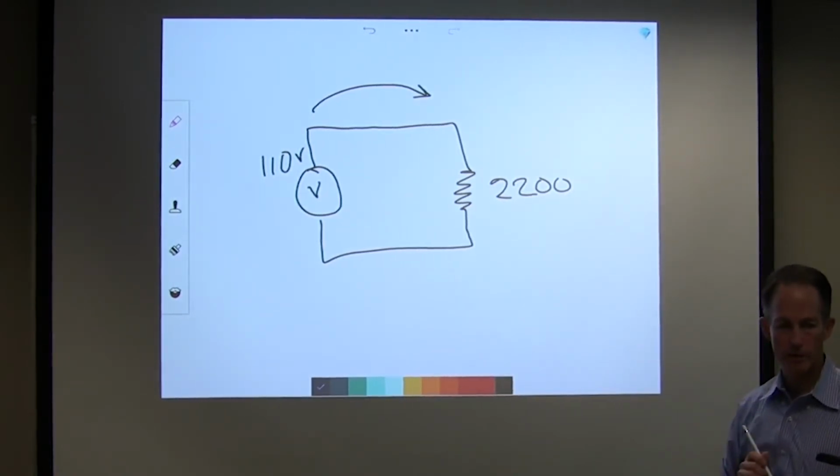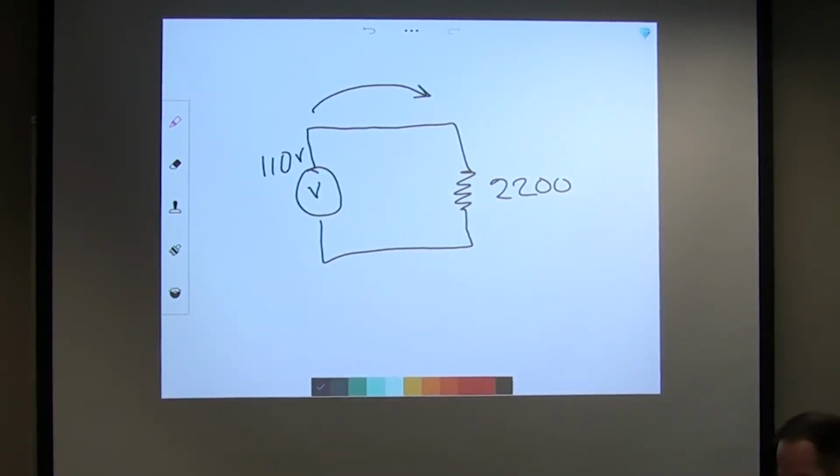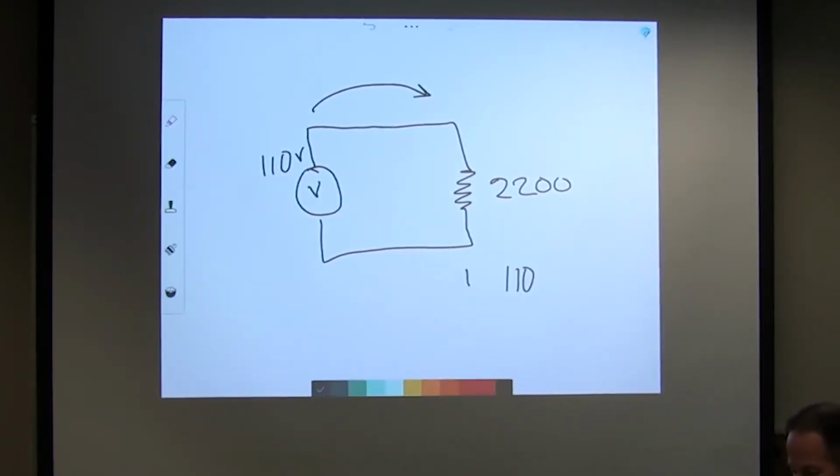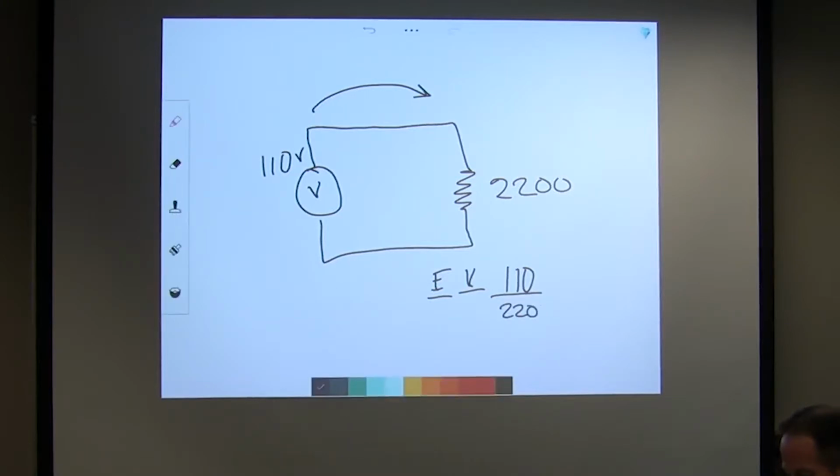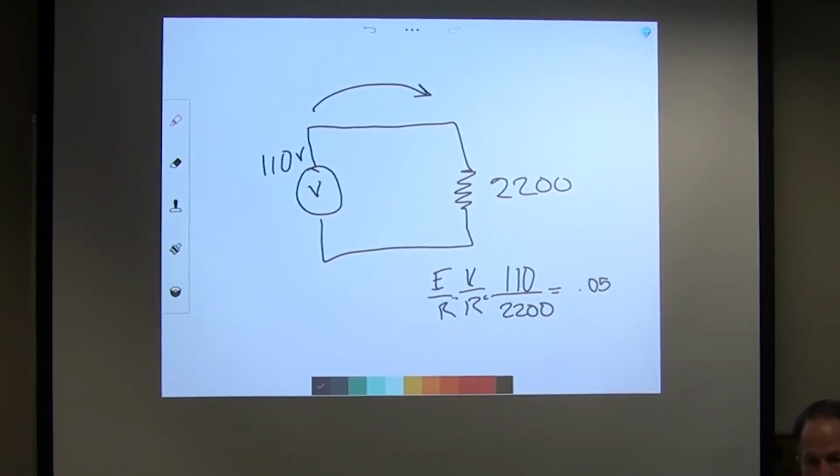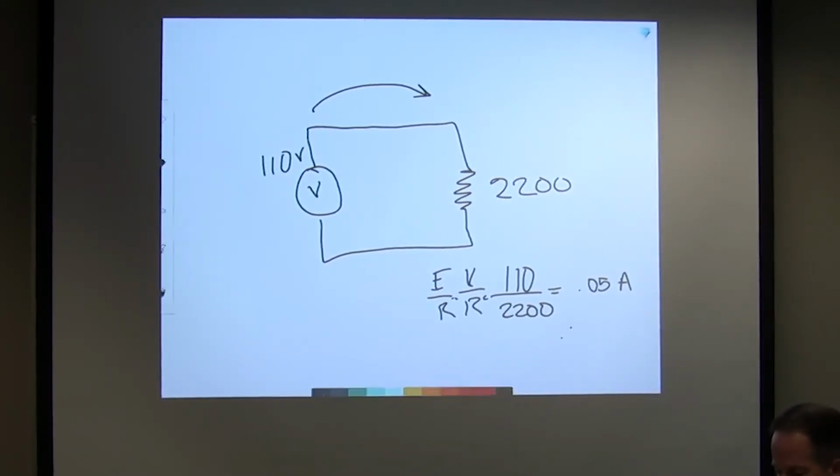So how do I figure the current in this? 110 divided by 2200. Right. So I have 110, so that's my volts, or E, divided by 2200, which is my resistance. 0.05. And is that amps or milliamps? That's amps. How would I write it in milliamps? So to put it into milliamps, I take 0.05 divided by 1,000, which gives me 50 milliamps.